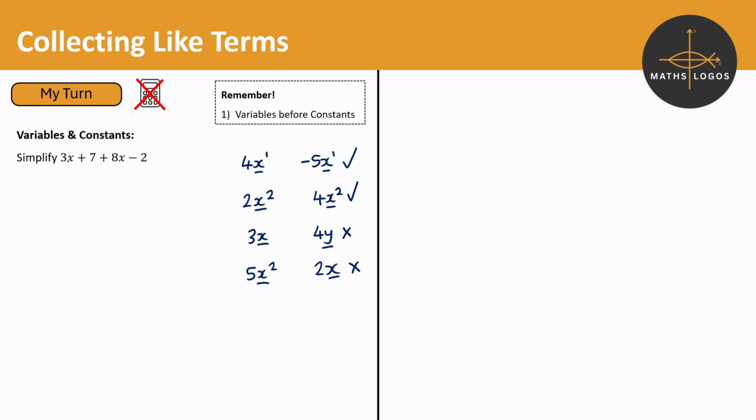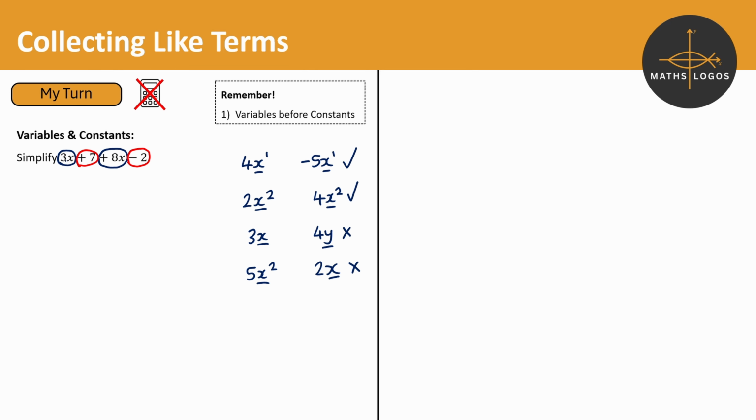Let's go over to our example. It says simplify 3x, add 7, add 8x, subtract 2. And this is an example where we have variables and constants. What I'm going to go ahead and do is I'm going to circle all of my like term pairs. So here I've got 3x, so I'm going to circle that. And I'm going to circle my 8x because that is a like term with it. And just in a different color, I'm going to circle my constants. So I have plus 7 and I have negative 2.